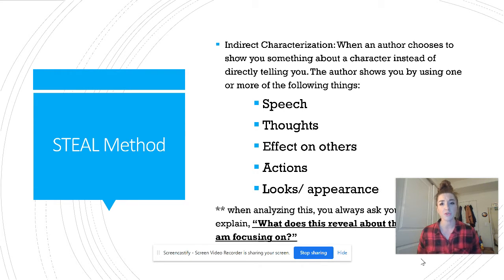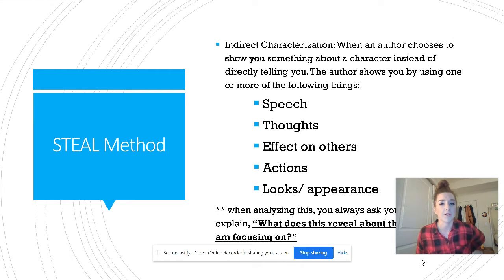So the author can choose to do this by doing a few different things. They can reveal something about the character through their speech. So you're looking specifically at what they're saying and what that shows us about them. You can reveal that through their thoughts. So what the character is thinking, their internal dialogue. We see a lot of that in To Kill a Mockingbird with Scout. We get to see a lot of her internal dialogue since she is the narrator.